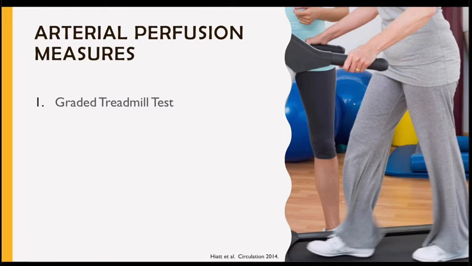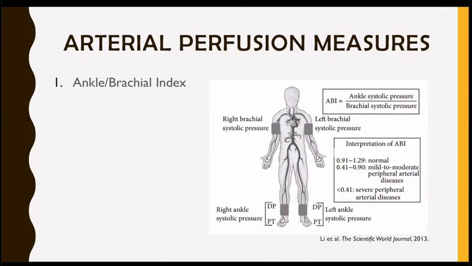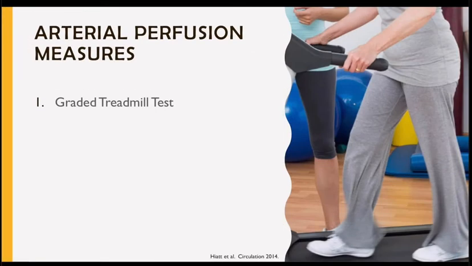Now, there's some variability in the description of this test. But on your notes, you can see you set the walking speed to 2 miles per hour. And then you start the grade at 0%. Every 2 minutes, you increase the grade by 2%, meaning you're increasing the incline. And you wait and you document how long it takes before they have claudication symptoms.